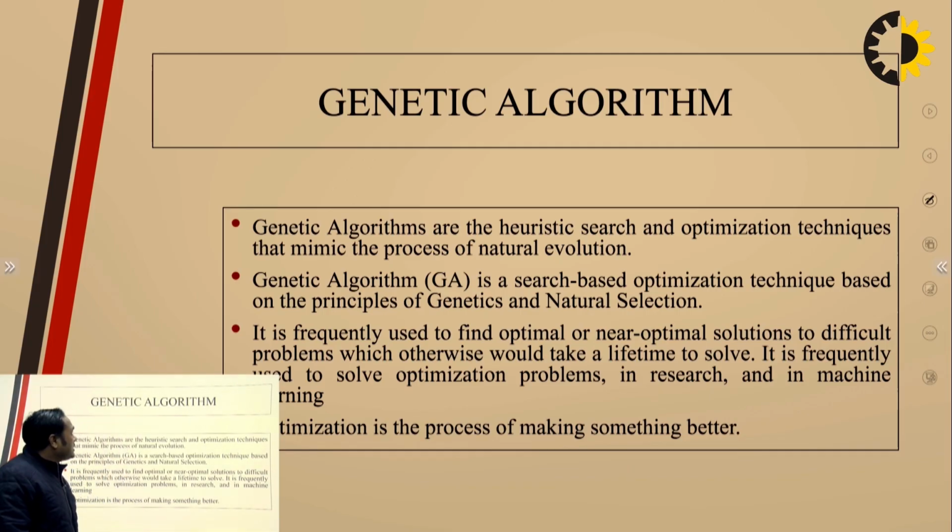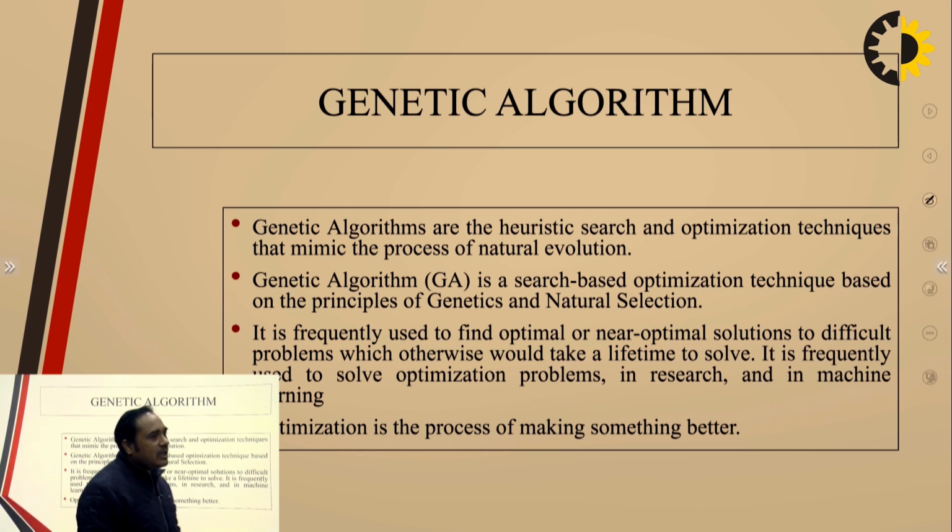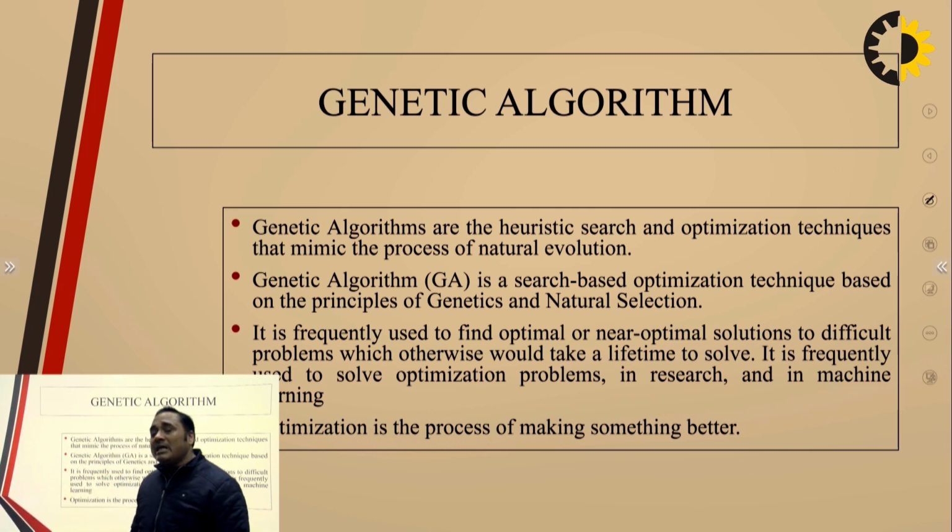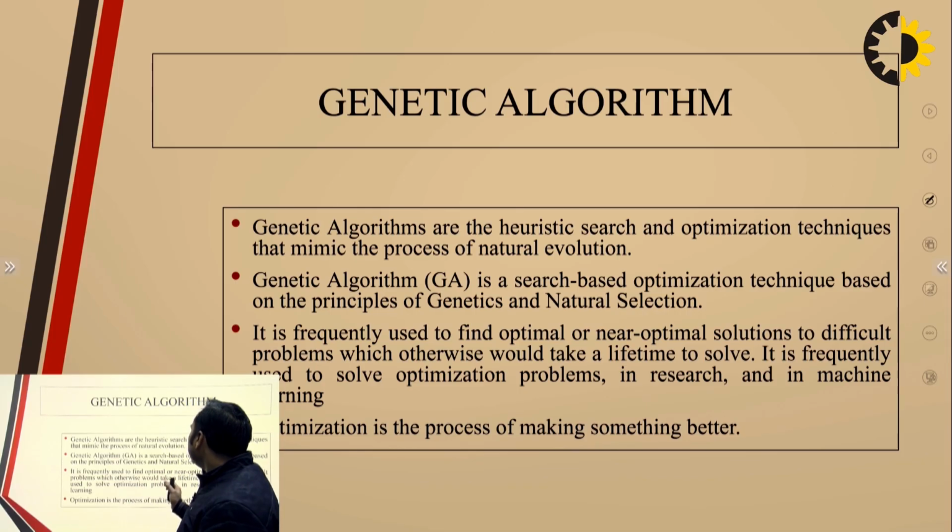Genetic algorithms are heuristic search and optimization techniques that mimic the process of natural evolution. So that is GA, the genetic algorithm or genetic approach, a meta-heuristic technique basically used for optimization. A genetic algorithm is a search-based optimization technique based on the principles of genetics and natural selection.